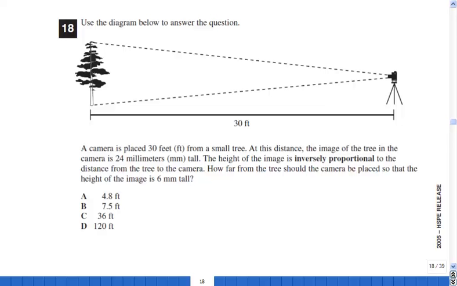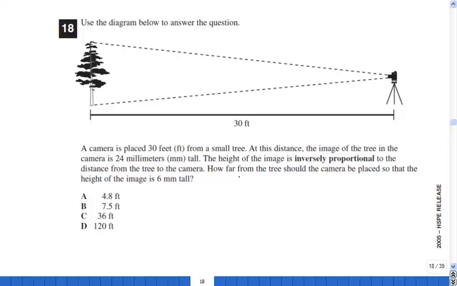Use the diagram below to answer the question. A camera is placed 30 feet from a small tree. At this distance, the image of the tree in the camera is 24 millimeters tall. The height of the image is inversely proportional to the distance from the tree to the camera. How far from the tree should the camera be placed so that the height of the image is 6 millimeters tall?